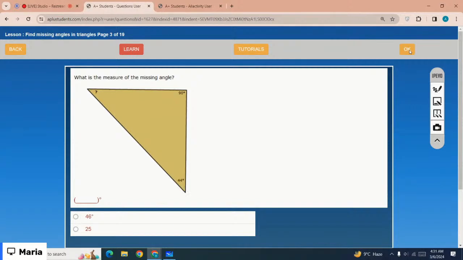What is the measure of the missing angle? So which angle is missing? 90 degrees plus 44 degrees. So which is the missing one? It's okay if you cannot hear me for a minute or two. We can just hold on. Yes, that is 46 degrees. The correct option is 46.